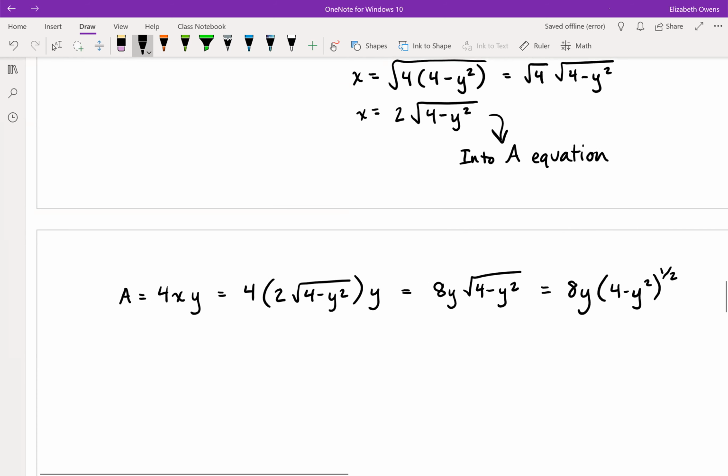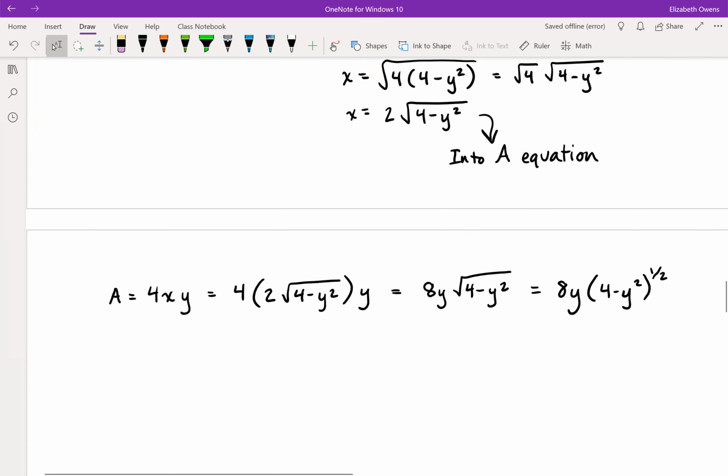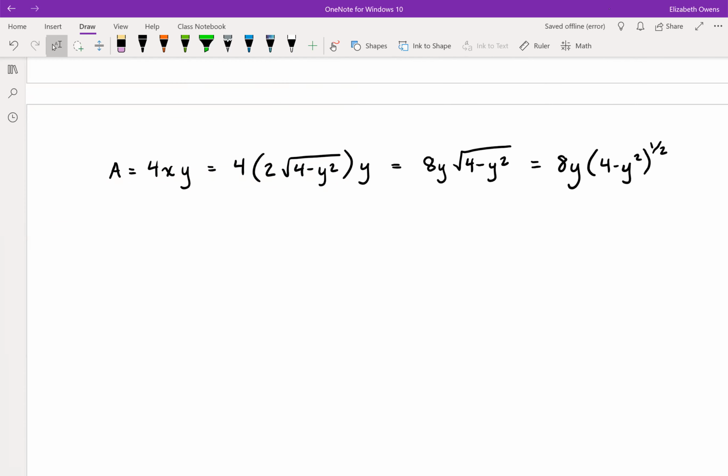Okay, so that will allow us to take the derivative of the area function. And noticing again that the area function is all in terms of just one variable now. It's only y, not a mixture of x's and y's. So we'll be able to do A prime, or this would be dA/dy, by the way. We will need to use a product rule because we have the product of two functions, 8y times this 4 minus y squared to the 1/2 power.